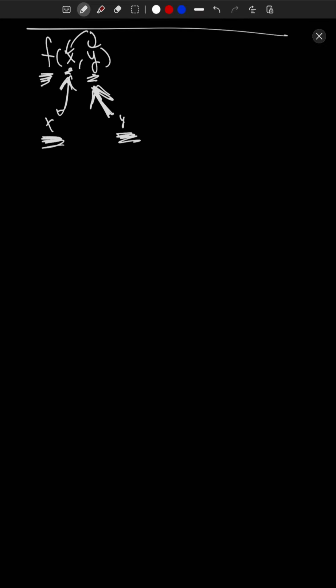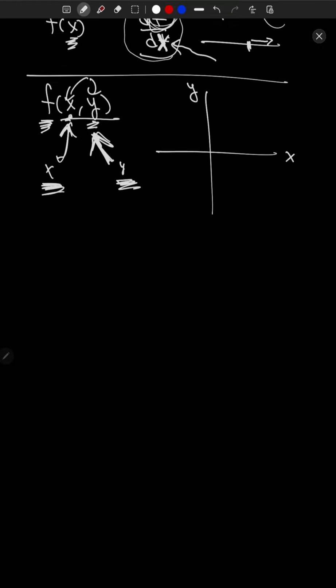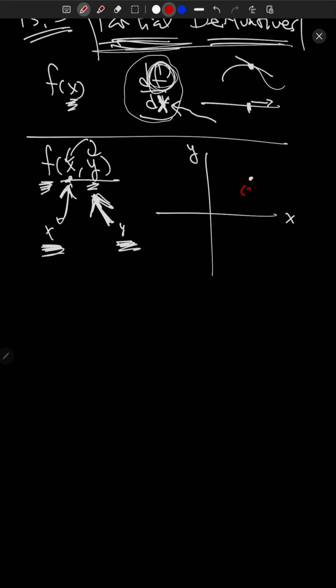Let's start with a picture just in the domain of my function. I'm talking about a 2 variable function, so the domain is in the plane, x and y. Let's say we're interested in this point right there, how my function behaves at this point. Let me call that point a comma b. So x equals a, y equals b.